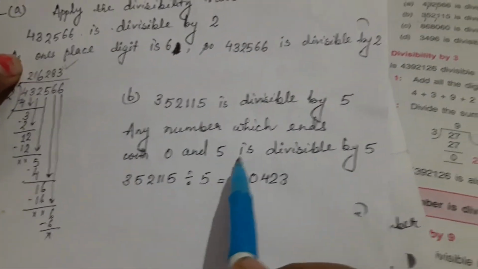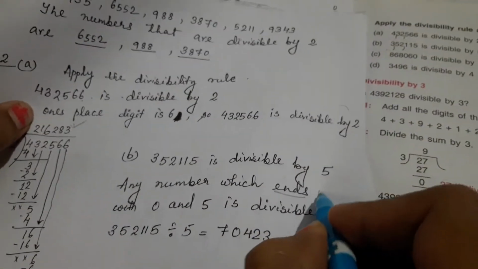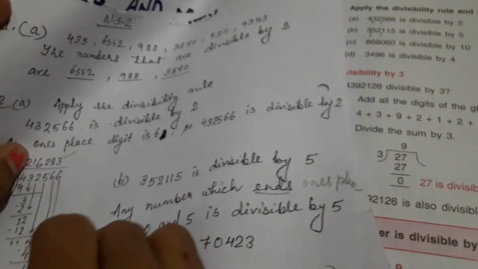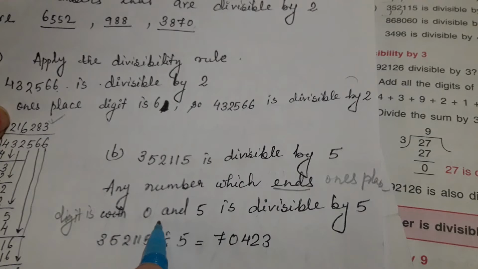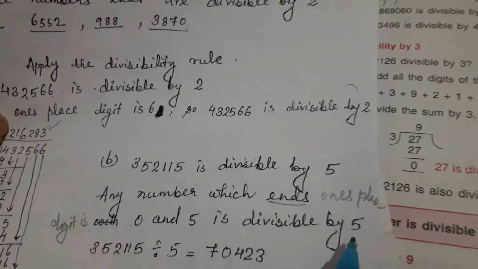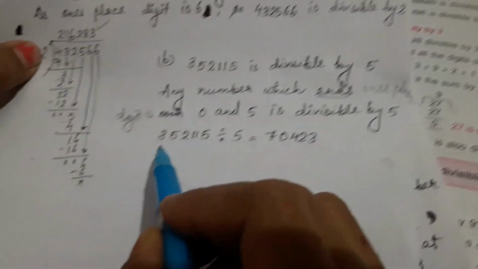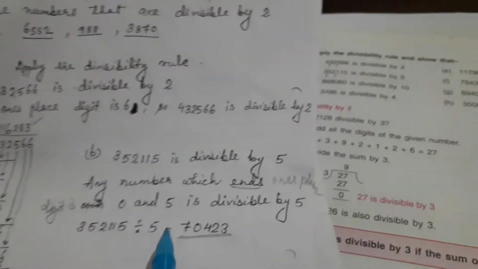In B, I have done here: 3,52,115 is divisible by 5. Any number which ends with 0 or 5 is divisible by 5. Or you can write, the ones place digit is 0 or 5, so it is divisible by 5. You have to write the rule and then you have to show the division. That is the answer. You have to do like this.